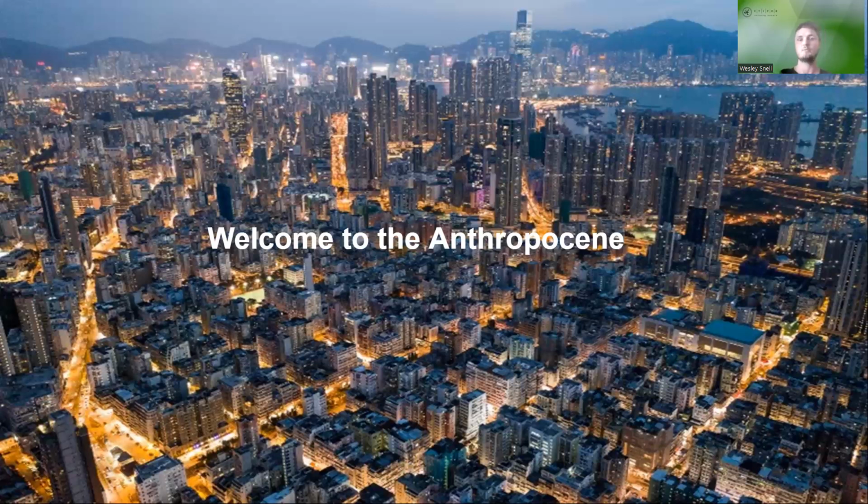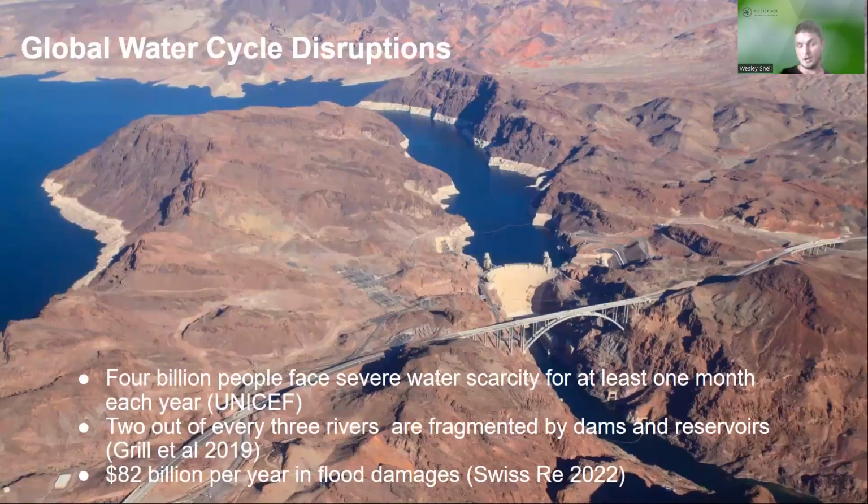We're talking about being able to see the impacts of what we've done to the planet in millions of years from now, the same way that we're able to trace back and know what happened when the dinosaurs were here, for example. How? Well, for global water cycle disruptions, there are some issues. 4 billion people face severe water scarcity for at least 1 month per year.